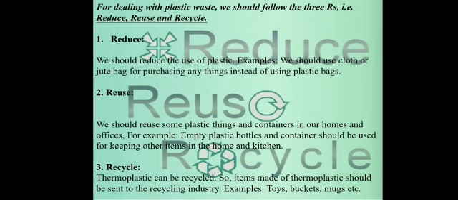In reuse, we should reuse some plastic things and containers in our homes and offices. For example, empty plastic bottles and containers can be kept for other items, for keeping some sugar or pulses in the kitchen and homes. We can recycle them, as we know that thermoplastics can be recycled. Items made of thermosetting plastics should be sent to recycling industries, for example, toys, buckets, mugs, etc. So, by using these 3R principles, we can deal with plastic waste.